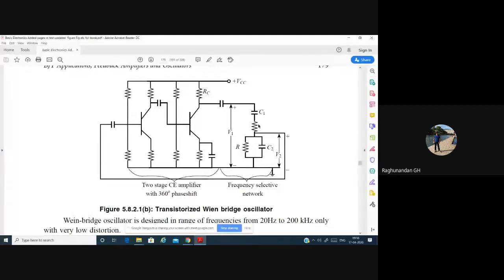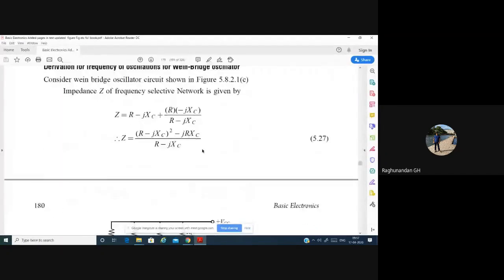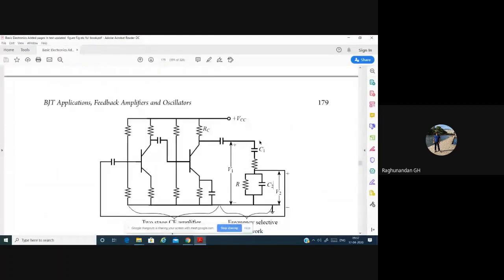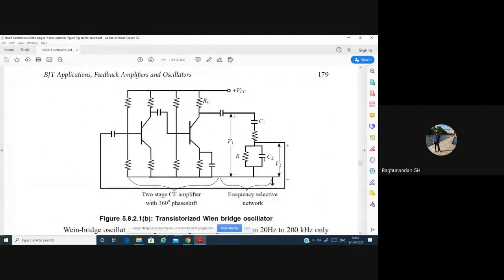This one is C1, this is R1, this is R2, this is C2. When you consider the resistance of this, you can directly take it as R1. But when you consider the resistance of a capacitor, you have to write it in terms of minus jXC1. So we have to represent it in terms of reactance: R minus jXC. In this case we have assumed that R1 is equal to R2 and C1 is equal to C2.